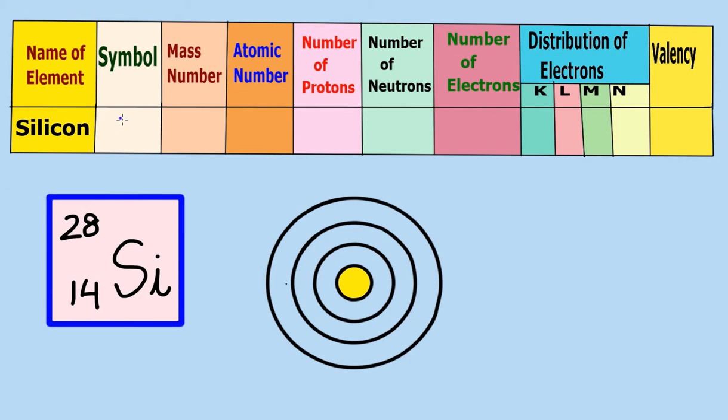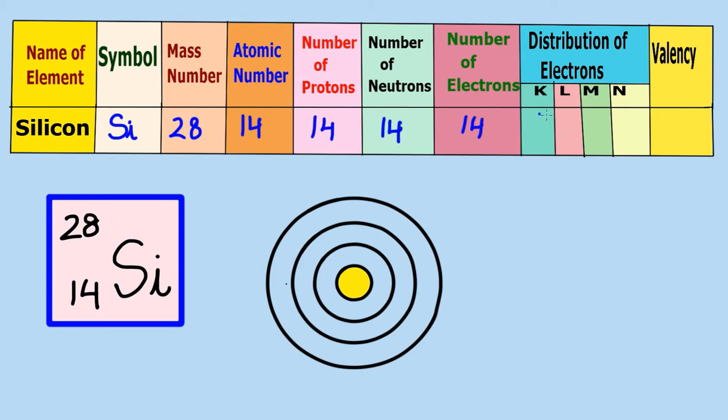Now come to silicon. What is the symbol of silicon? Capital S, small i. What is its mass number? 28. What is its atomic number? 14. How many protons? 14 protons. 14 electrons. What is the number of neutrons? 28 minus 14. 14 neutrons are present.